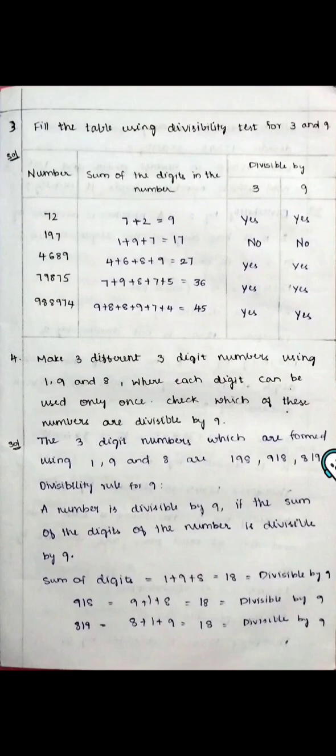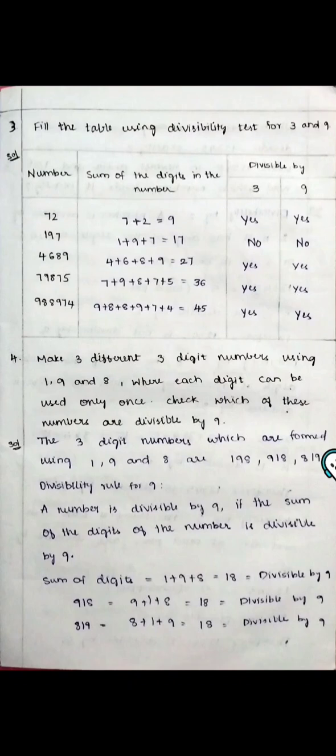Next bit in exercise 3.1 is fill the table using divisibility test for 3 and 9. So we know the divisibility rule for 3 and 9, right? That if the sum of the digits is divisible by 3, then the number is divisible by 3. And if the sum of the digits is divisible by 9, the number is divisible by 9.